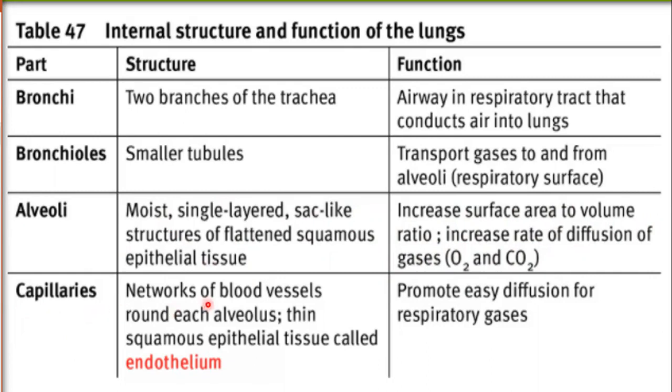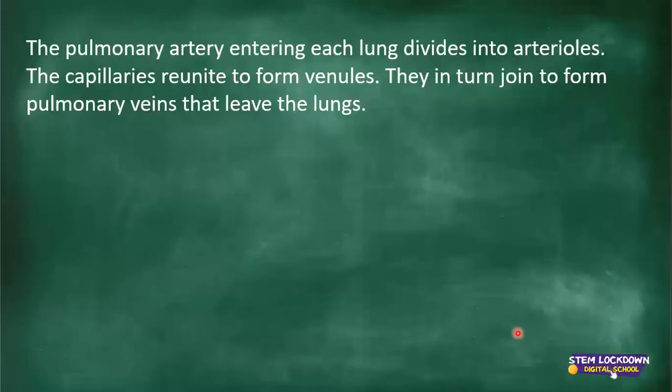Then you have capillaries, which are networks of blood vessels around each alveolus, made of thin squamous epithelial tissue called the endothelium. These ones promote easy diffusion for the respiratory gases. We'll discuss these more later. The pulmonary artery entering each lung divides into arterioles. The capillaries reunite to form venules.